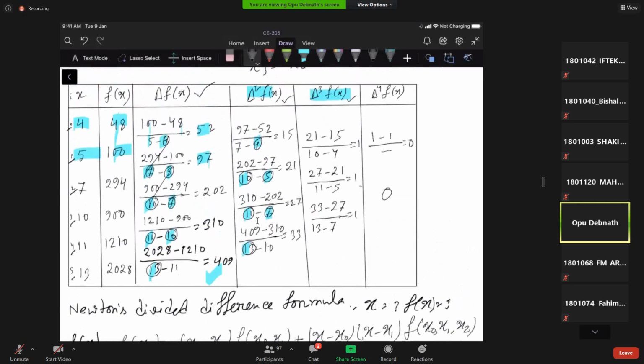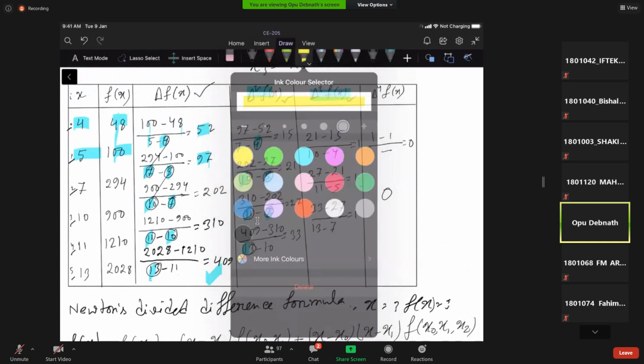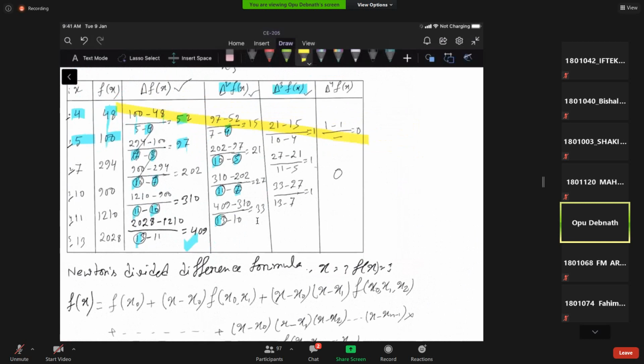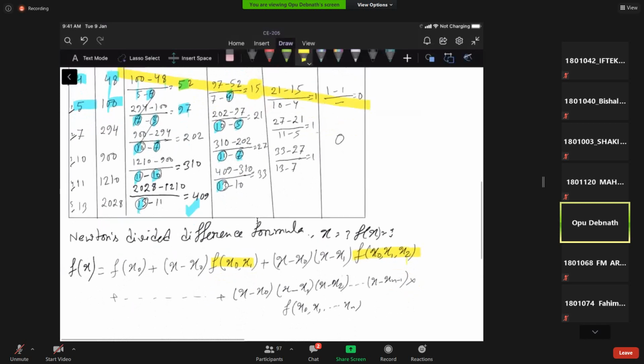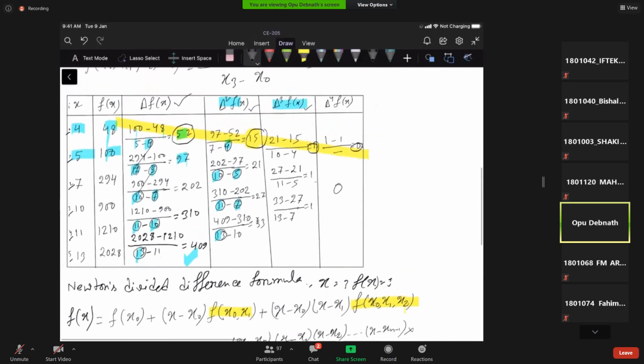We are simply picking the values for the coefficients. We are simply taking the values from the upper diagonal. For the first term, f of x0 x1 is nothing but 52. Second, f of x0 x1 x2 is nothing but 15. Up to the nth term, the successive coefficients are the upper diagonal coefficients from this table.